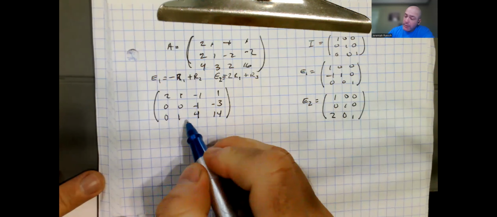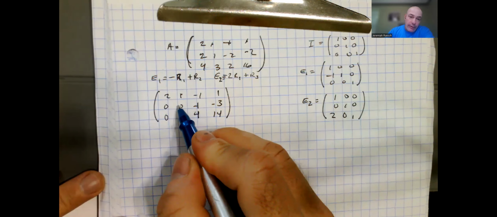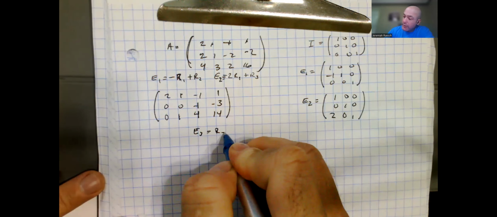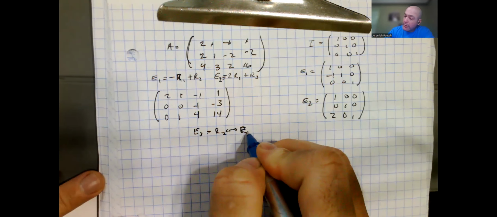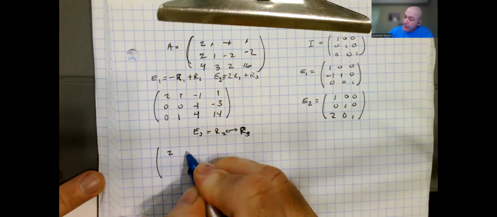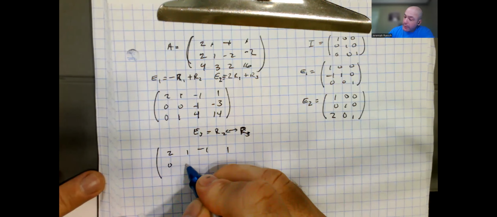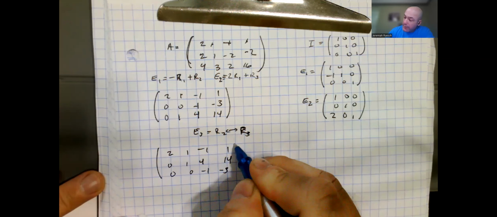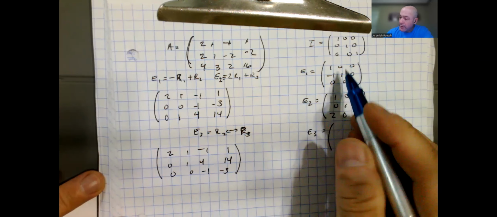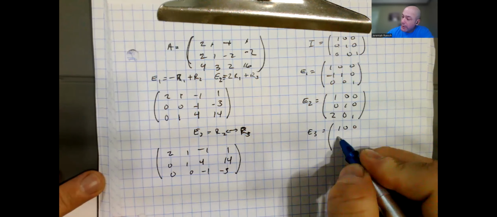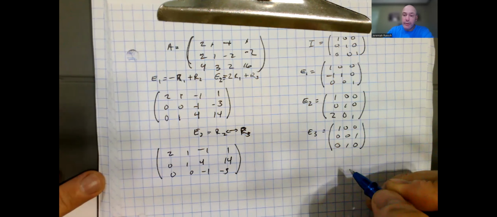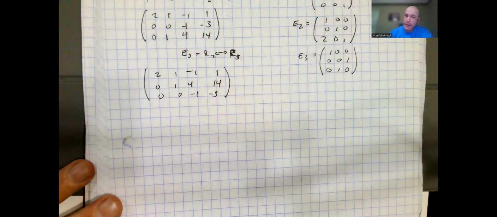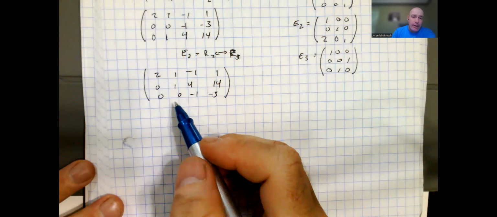Okay. So now you notice that I need a pivot or a leading one for the second row. And so I'm going to interchange these two rows. So that'll actually be my E3. It's exchanging row 2 with row 3. Okay, so it's going to be 2, 1, -1, 1, 0, 1, 4, 14, 0, 0, -1, -3. Okay, so our E3, this is going to be exchanging these two. We're going to have 0, 1, 0, 0, 0, 0, 1, 0, 1, 0. Exchanging those two rows. Okay. All right, we're going to expand this a little bit further. Okay, so upper triangular already, and that's a really good start.